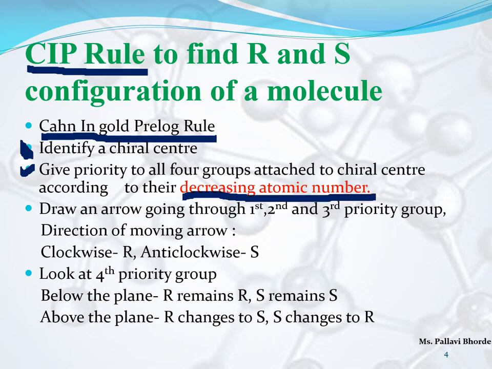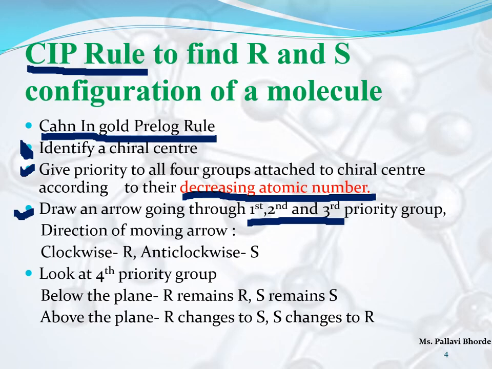According to what are you going to give priority to all the four groups attached? According to their decreasing atomic number. Means what? The atom which has the highest atomic number will get the highest priority, means first priority, then second, third, fourth and so on. The next step is to draw an arrow going through the first, second and third priority groups. Don't consider the fourth priority group here. I'll repeat. Once you give the priority to all the four groups attached to your chiral center, you are going to draw an arrow going through the first, second and third priority groups. Don't consider the fourth priority group here.